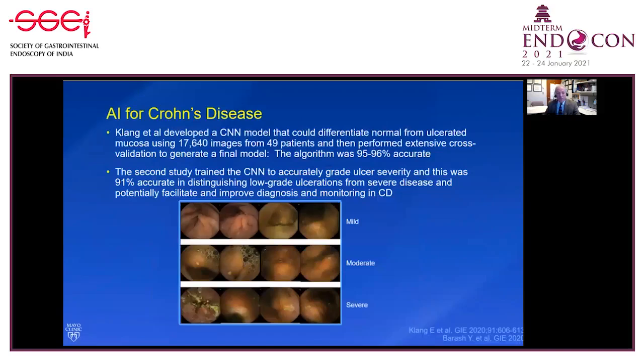And the same thing for Crohn's disease. You can see that in this study the CNN model could differentiate normal from ulcerated mucosa. And even in this exciting study from this year, it showed that you could accurately grade ulcer severity based on mild, moderate, and severe. So artificial intelligence is very exciting and has a lot of opportunity to improve our reading times and decrease miss rates.